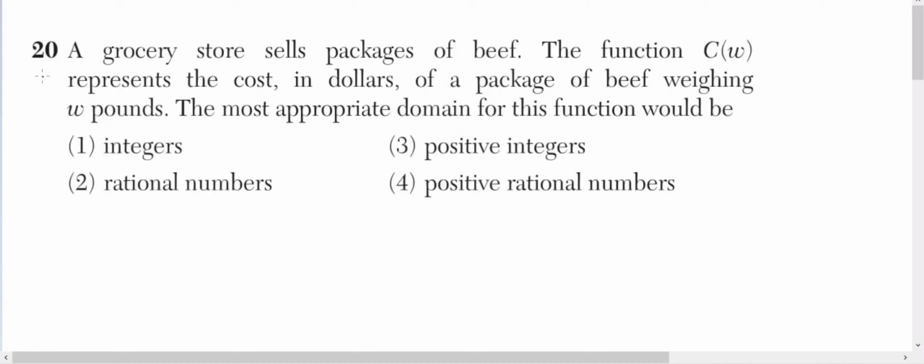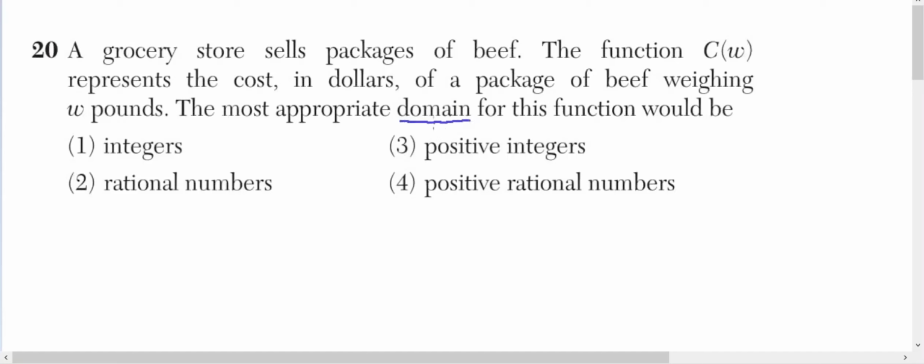Okay, so for question 20, a grocery store sells packages of beef. The function C of W represents the cost in dollars of a package of beef weighing W pounds. The most appropriate domain for this function would be, we've got a choice between integers, rational numbers, positive integers, and positive rational numbers. So the first part of this question is the most appropriate domain for this function.